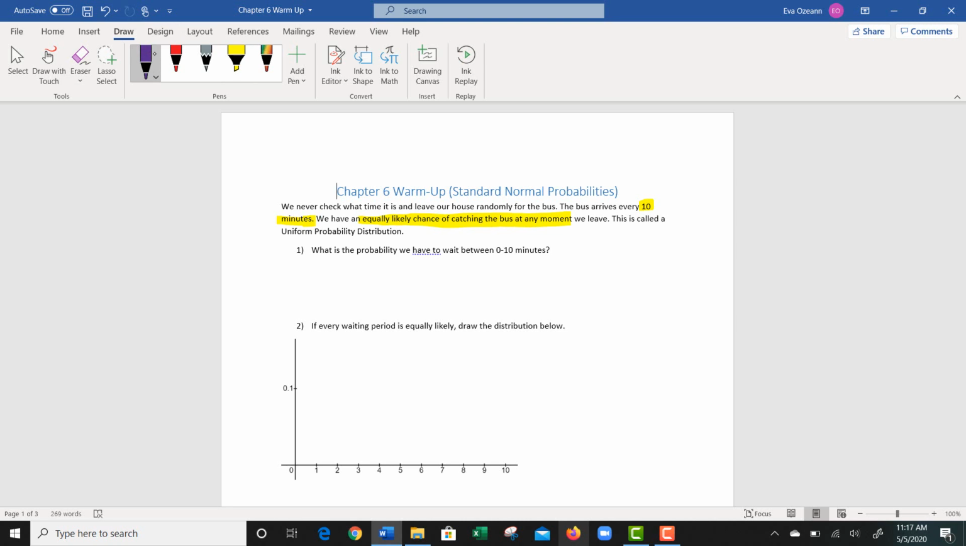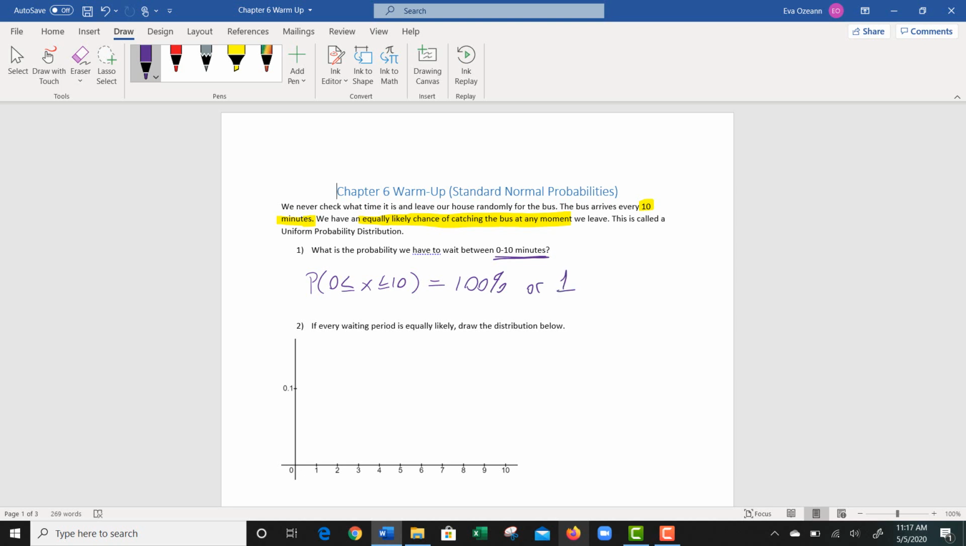So, first off, what is the probability that we have to wait between 0 to 10 minutes? Well, that is all of the possibilities. So, the probability that we have to wait between 0 and 10 minutes has to be equal to 100% or 1.